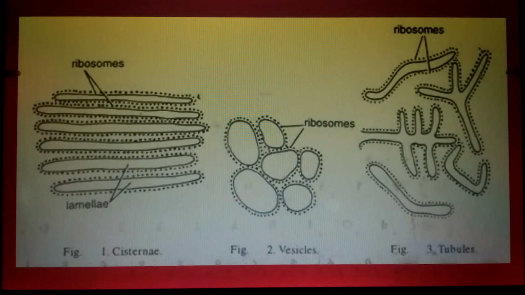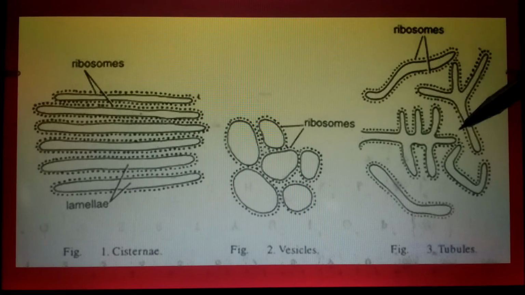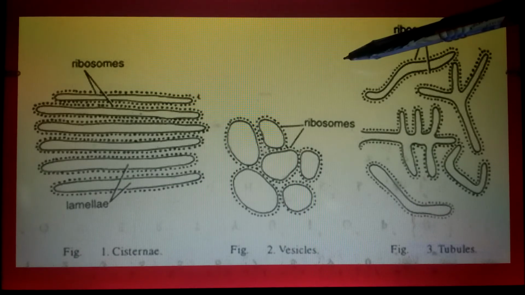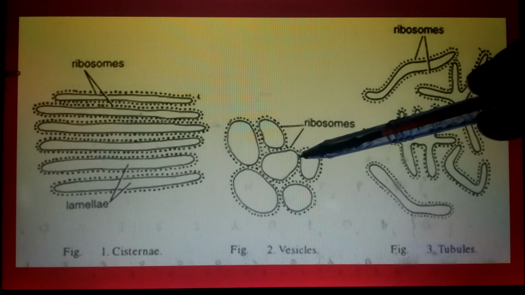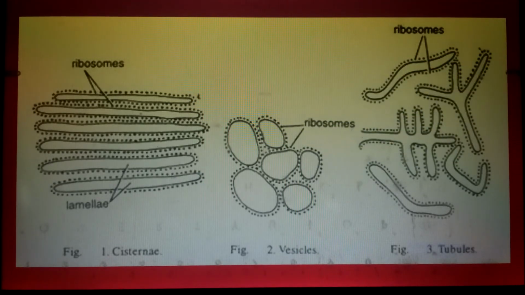Now you can see here, these are the vesicles, these are the cisternae, and these are the tubules which I am going to discuss. Is it clear? So cisternae are without branch, they are unbranched, and vesicles are rounded or spherical, and the tubules are branched.